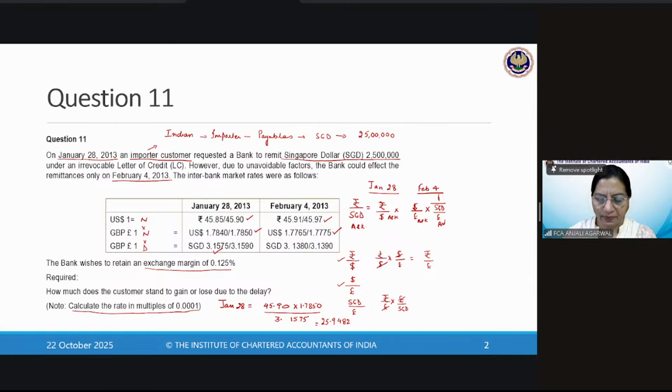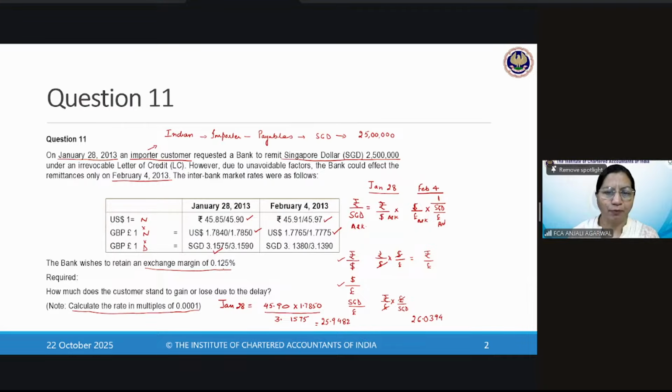45.97 multiplied by 1.775 divided by 3.1380. So the rate that comes on February 4 is 26.0394.